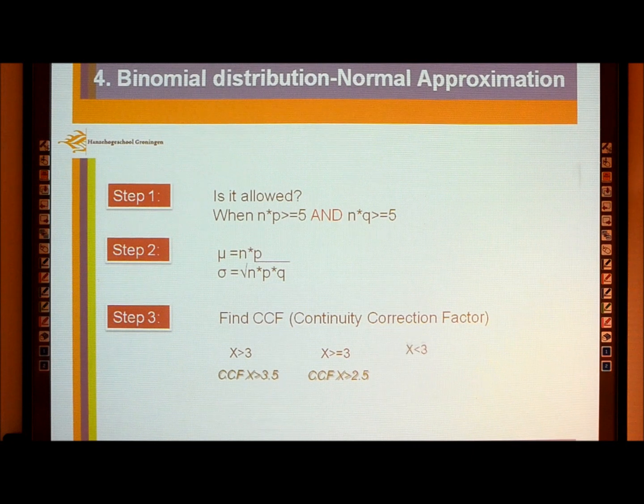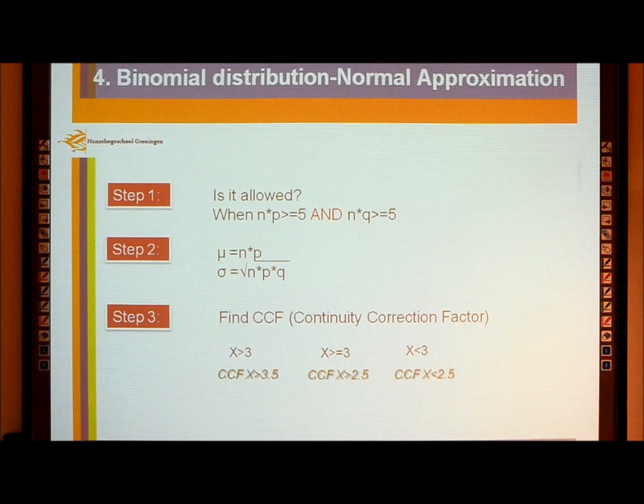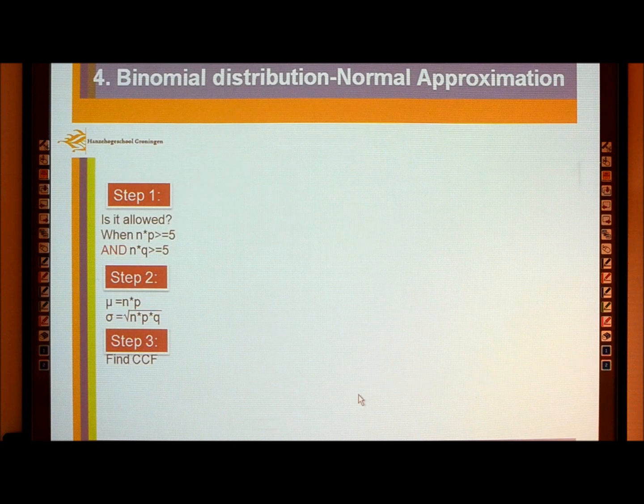And if x is smaller than 3, once again, 3 is not included, and then you need to choose smaller than 2.5. When x is smaller than or equal to 3, this time 3 is included, so you have to choose less than 3.5. So 3 will be included. And for the continuity correction factor, we always choose 0.5. After you know these 3 steps, you can go on to use the normal distribution to solve the questions.